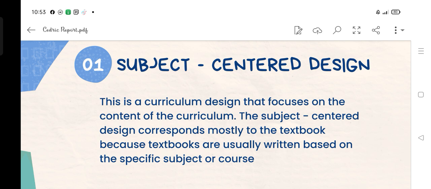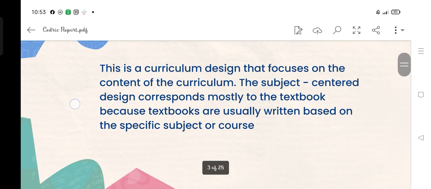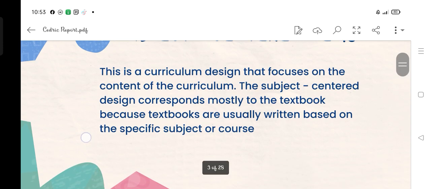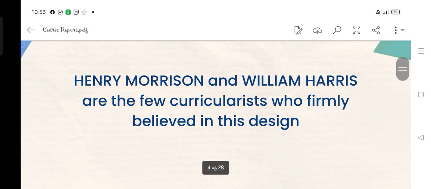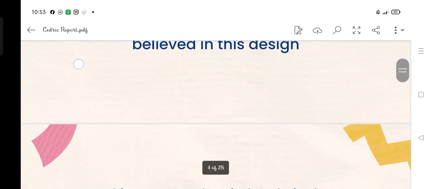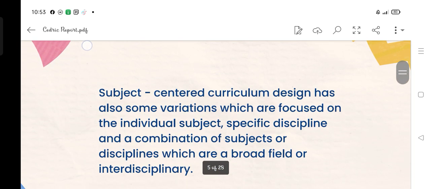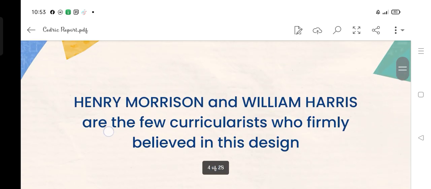So the subject-centered design corresponds mostly to the textbooks because textbooks are usually written based on the specific subject or course. So Henry Morrison and William Harris are the few curricularists who firmly believe in this design.